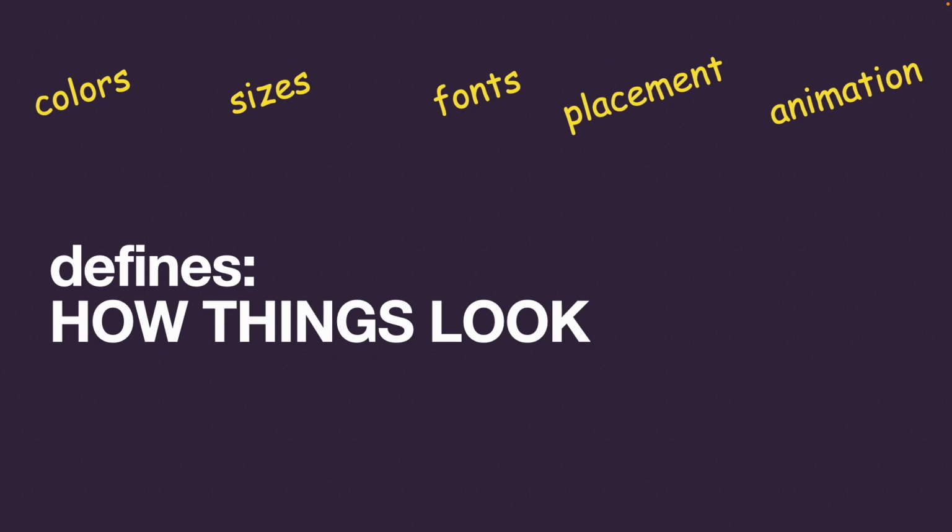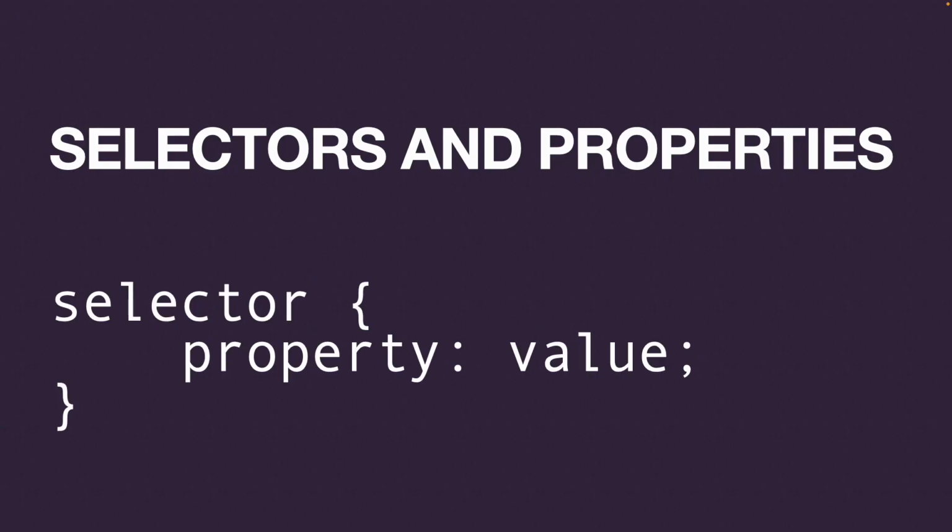It defines the colors, the sizes, the fonts, placement, animation, and a bunch of other things. Everything you can think of that has to do with how things look and how they react is defined by CSS. Generally, it's made up of selectors and properties. So when you do CSS, you have a selector, and when you define that selector, then that's going to be your scope, and inside that scope, you set values for properties.